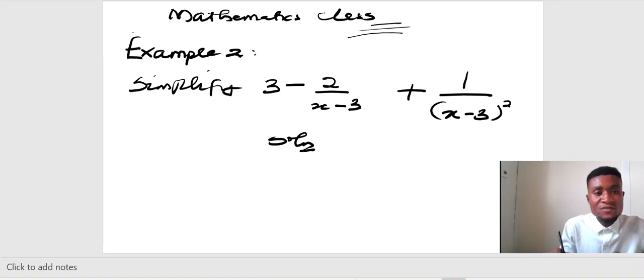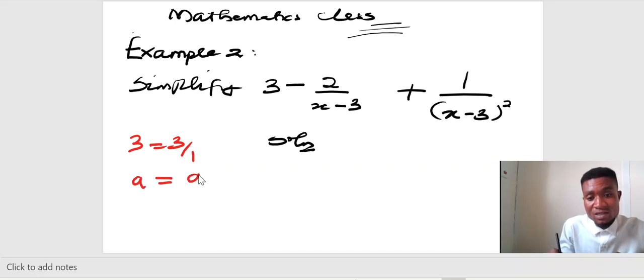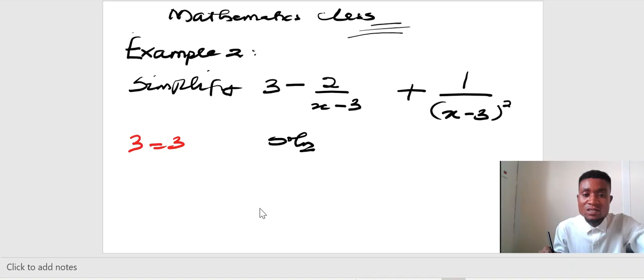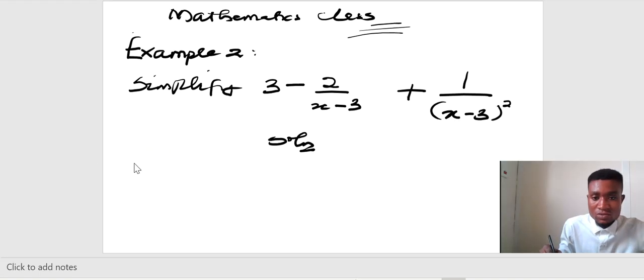Well, first of all, I want to remind us that when a number stands alone, it's the same thing as 3 over 1. If you have A, it is still the same thing as A over 1. If you have B, it is still the same thing as B over 1. Please don't forget. Very, very important for us in this class. Alright, so now we move straight into this.